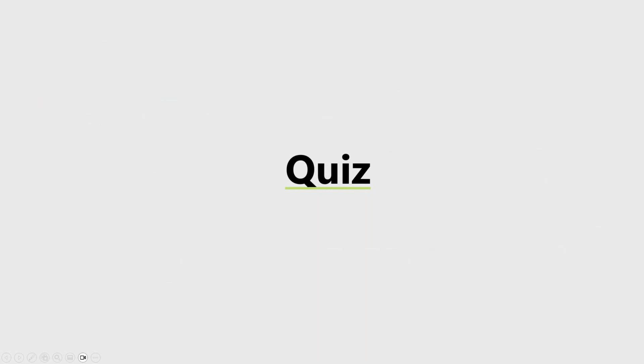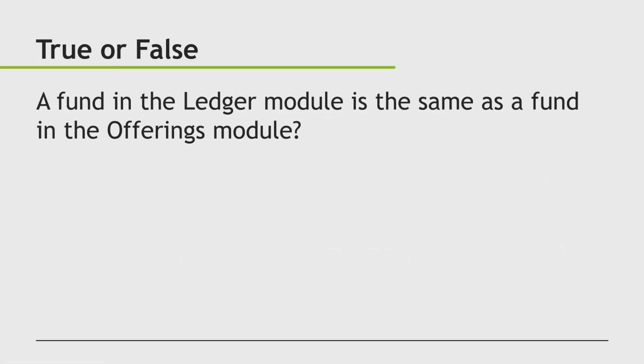So starting off here, question number 1. This is a true or false question. A fund in the ledger module is the same as a fund in the offerings module. This is on me. I forgot to mention this. I apologize. I'm not actually going to send this one out. There is a term called funds over on the Church360 member site, as the new version of Ledger is connected to Church360 member. A fund over there is not the same thing as an equity-backed fund over here.